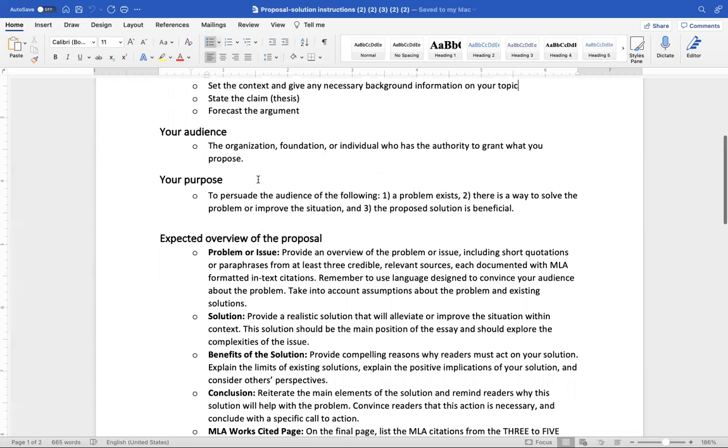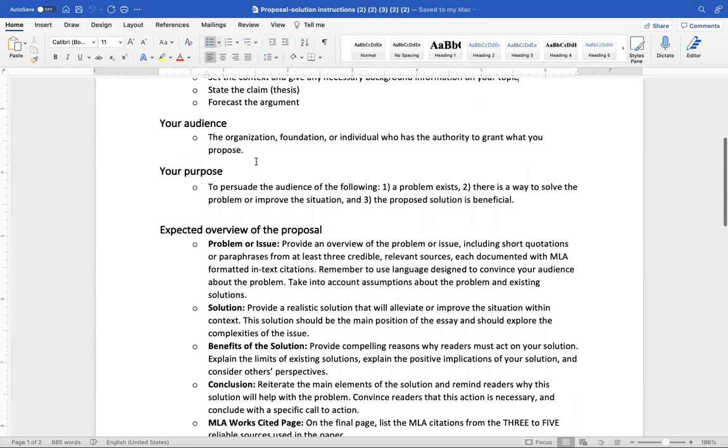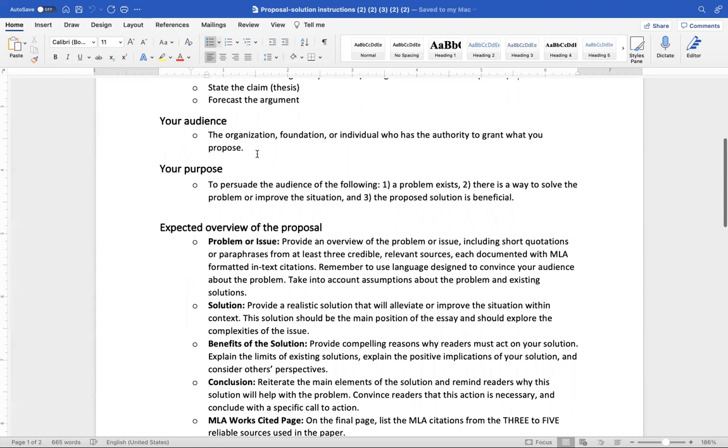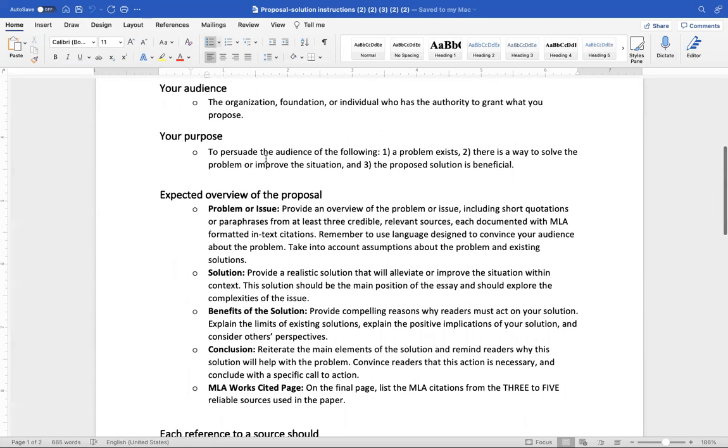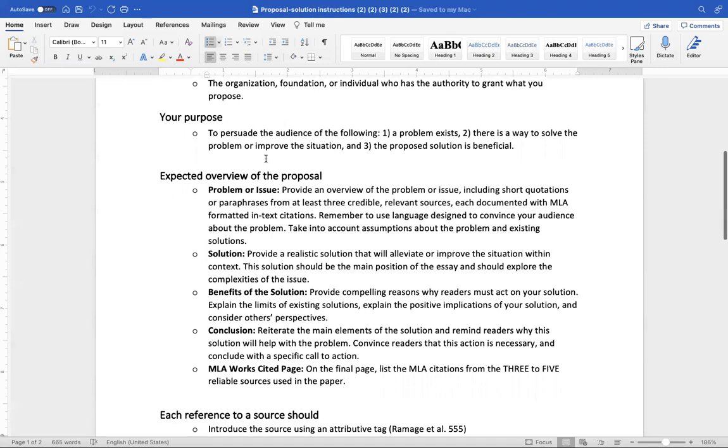Your audience would be the entity, the person, the foundation, whoever it is who can approve and provide money if necessary for your plan or plans. And your purpose is to persuade them that this is an urgent problem that should be taken care of immediately.